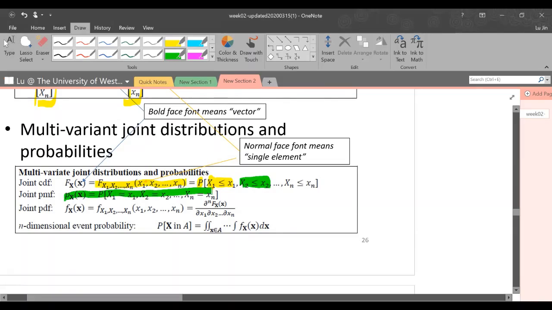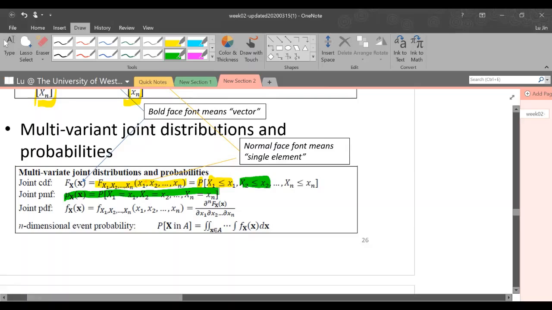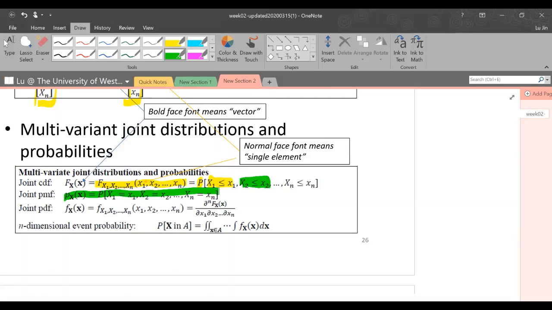Okay, joint PMF. That should be a simple one because when we call it PMF, we are talking about discrete random variable cases. And for this one, the joint PMF indicates the probability for this vector of random variables x that the random variable values are equal to the corresponding given parameters. So this is another joint probability.